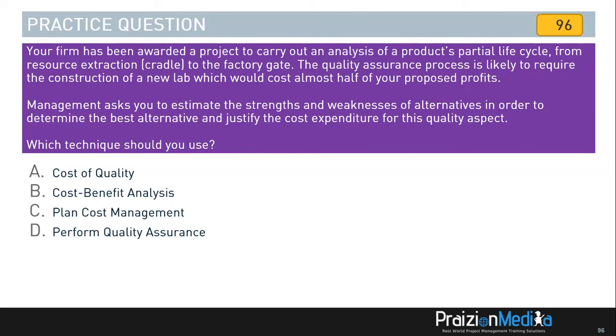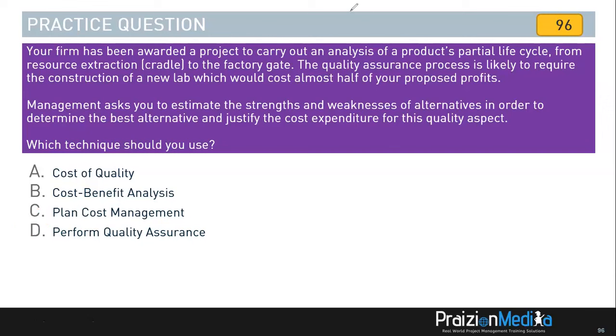Performing quality assurance is not a technique, that's a process. And plan cost management is a process. So if I was on the exam, I would eliminate these 2, and I would be left with 2. And they're both in that same domain of quality meets cost.